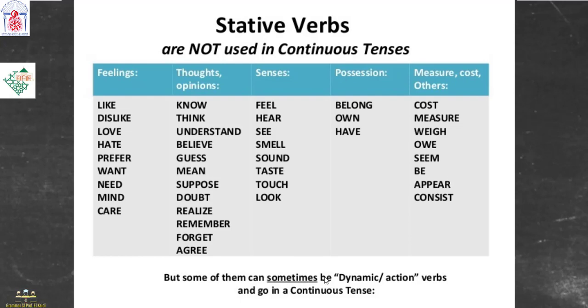But some of them can sometimes be dynamic and indicate action. When I say that these stative verbs don't take the ing form, I don't mean that all of them don't take the ing form always. No, I mean sometimes, when we use them to indicate a state, then they don't take the ing form. But if they describe an action, I mean, when they are dynamic, then we can use the ing form with these verbs.